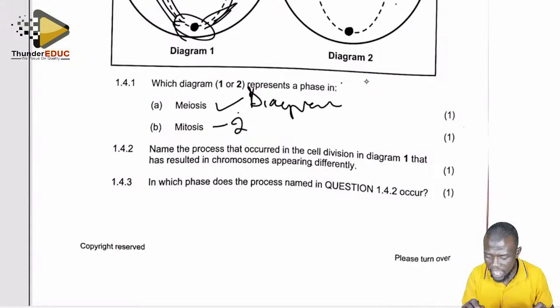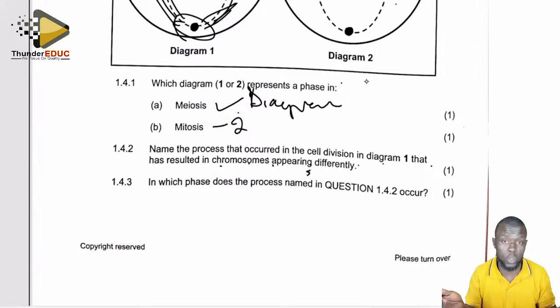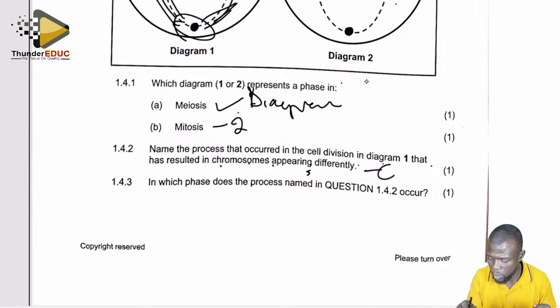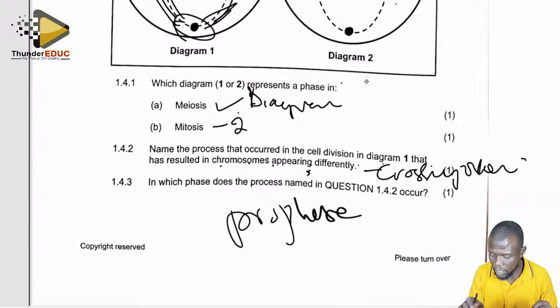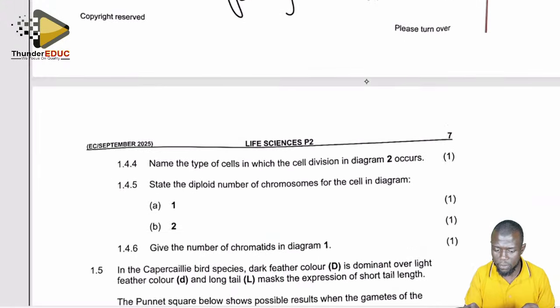Name the process that occurs in the cell division in diagram 1 that resulted in the variation. You see, it is crossing over. So I will say crossing over. In which phase does the process mentioned above occur? It occurs in prophase 1.